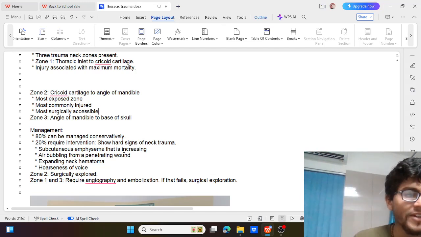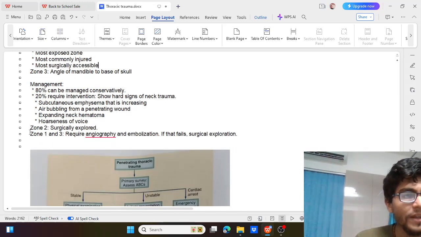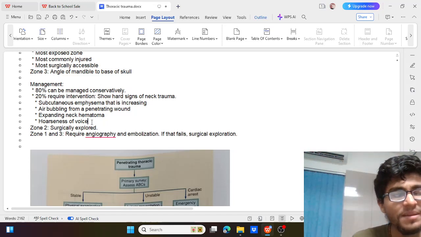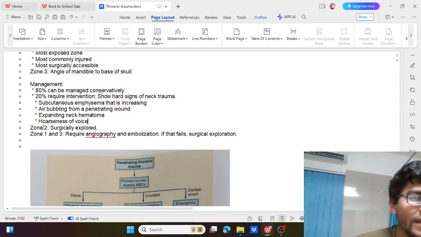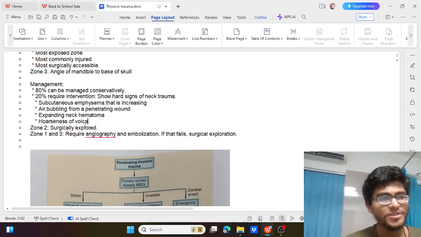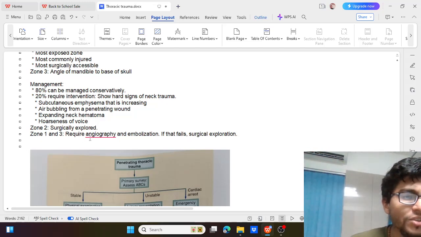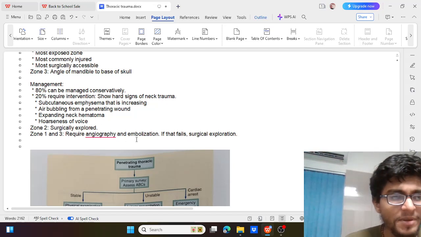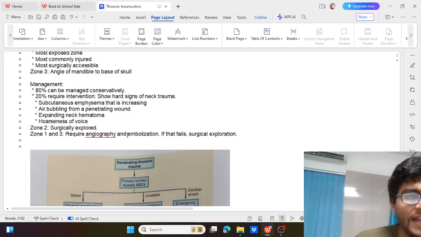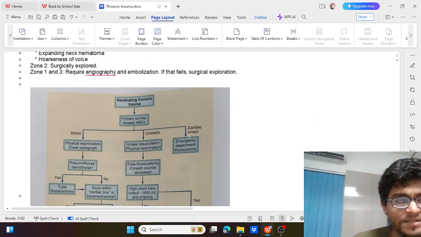increase in subcutaneous emphysema. So generally we have to manage the patient depending on the scenario as per the vitals, but generally zone 2 is surgically explored, and zone 1 and zone 3 they will be first tried with angiography and will require imaging, especially when the patient is stable, and can be tried with embolization, and if all fails then we'll have to go for surgical exploration.